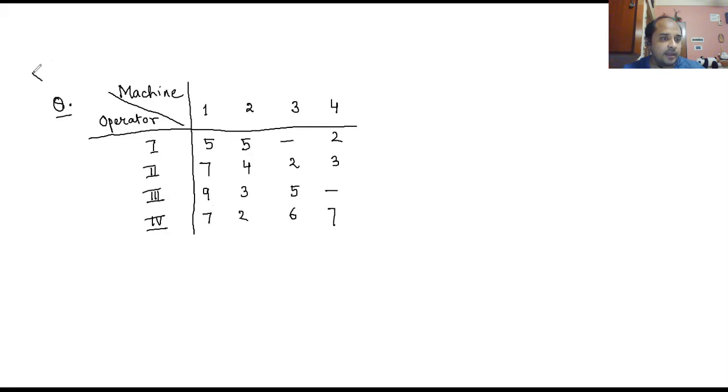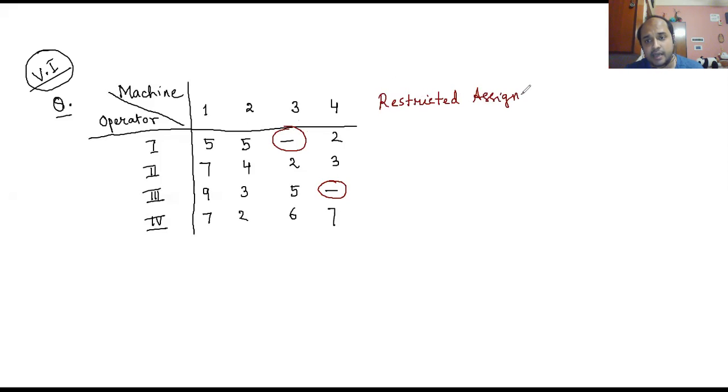This problem is a special type of problem. Why? Because you see this part and this part. In these two sections, dashes are there. That means this problem is a kind of restricted assignment problem. Restricted assignment problem. Okay.